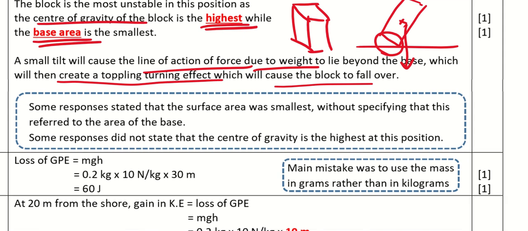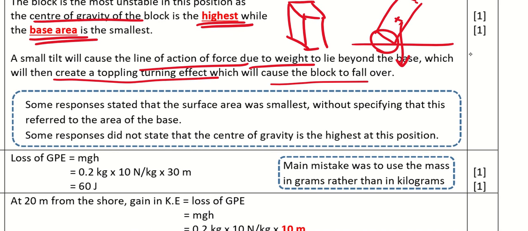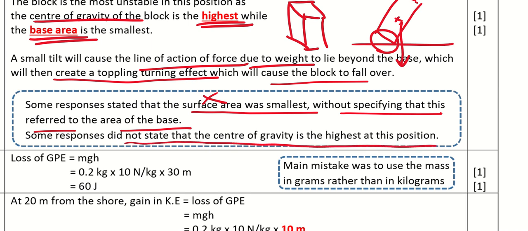So what's the remark? Some responses stated that the surface area was smallest, without specifying that this referred to the area of the base. Please do not use surface area, because whatever orientation I put it in, it will have the same surface area. It is the base contact area. Some responses did not state that the center of gravity is the highest at this position. So there are actually 2 points: the base area in contact plus the center of gravity, okay?